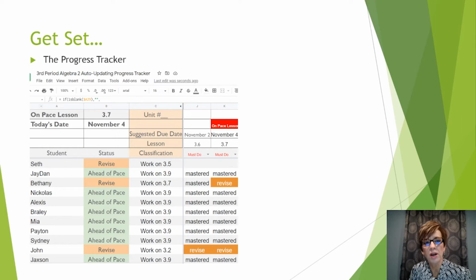The progress tracker I opted to use does a little bit of automatic updating, and it's twofold. This is the slide that I do most of the work on. It has students' names on the left, their status as far as whether they are behind, ahead, they need to revise, and what lesson they're working on. And then also lesson by lesson, who's mastered and what they need to do.